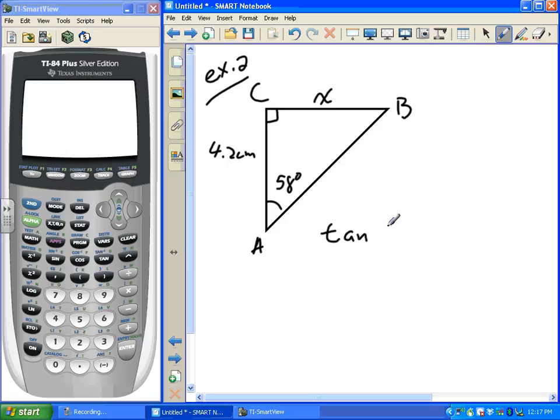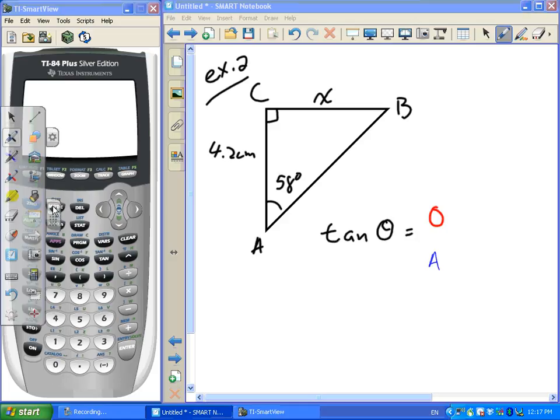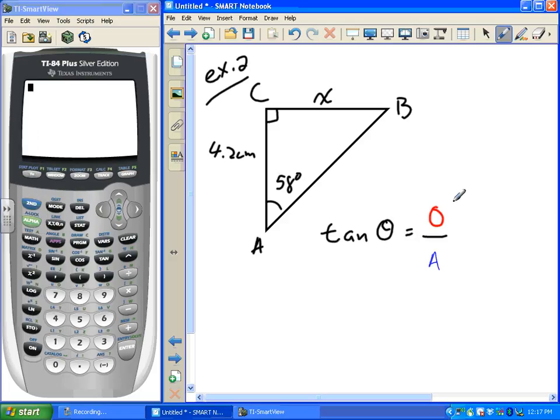Tangent theta is equal to opposite over adjacent. Okay? Now, let's quickly name our triangle, our opposite and our adjacent sides, so we know what to do. I've only been given one angle, 58, okay? And they want me to solve for side x, okay?